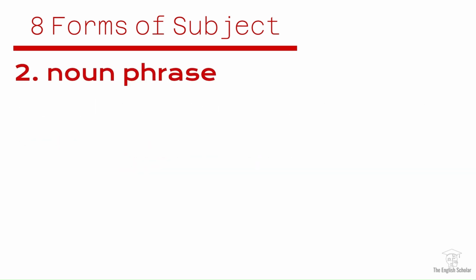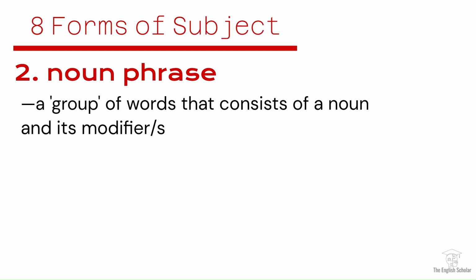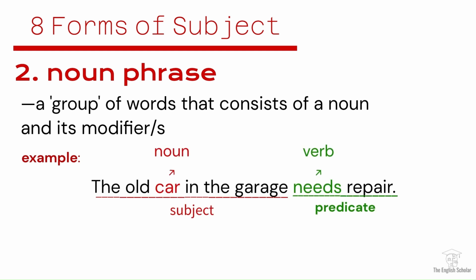The second form is the noun phrase. A noun phrase is a group of words that includes a noun along with other words that modify or describe that noun. It can also serve as the subject. Let's see some examples. The old car in the garage needs repair.